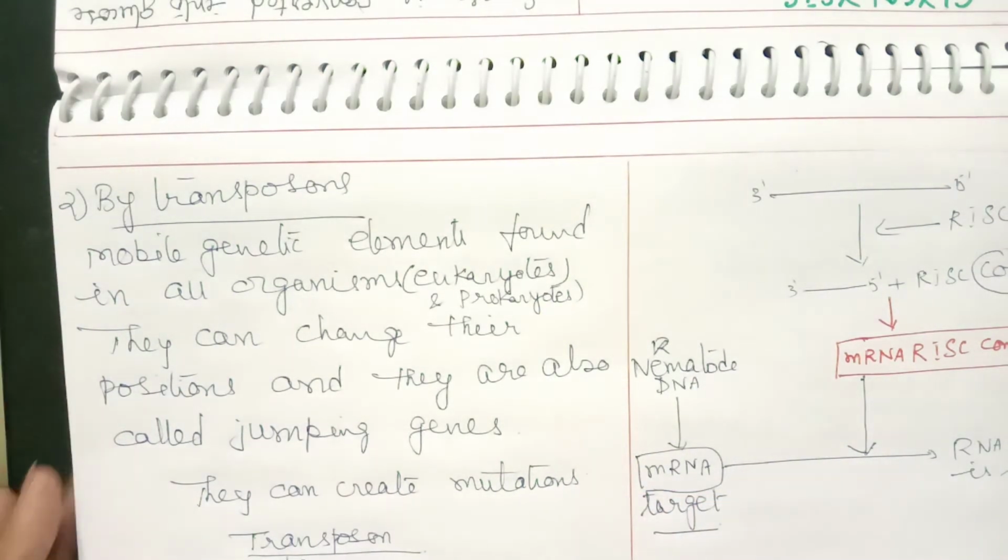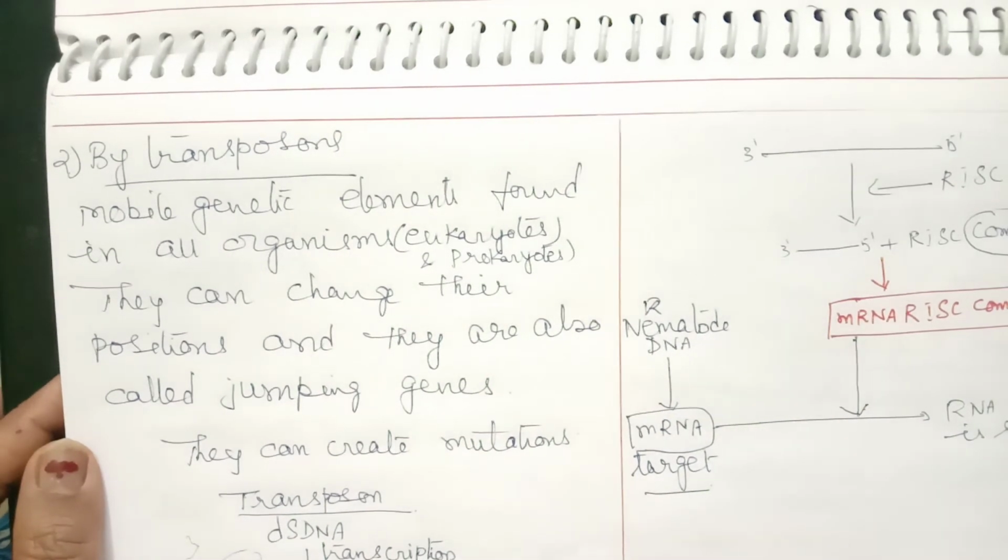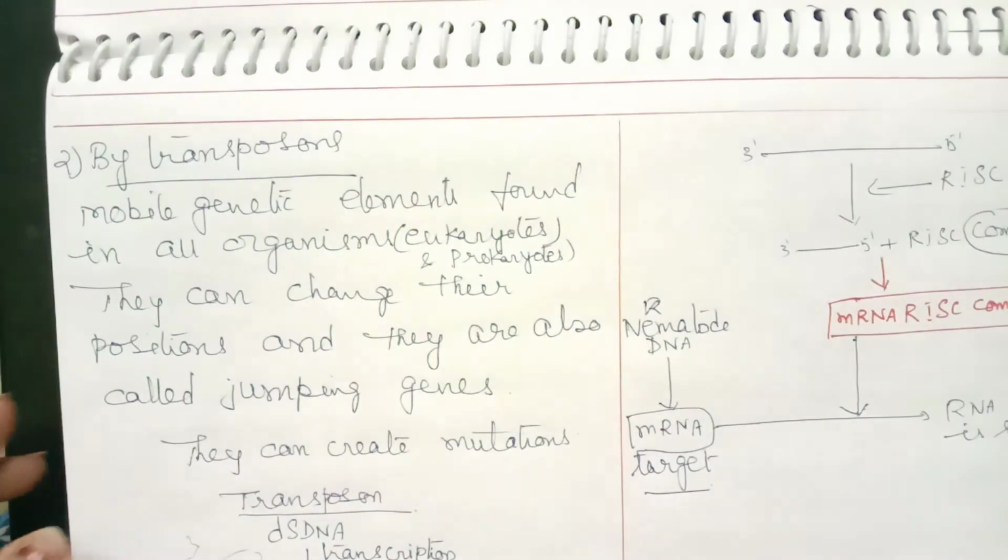So what are these transposons? They are mobile genetic elements. They can change their positions within the genome. Therefore these are also called jumping genes.